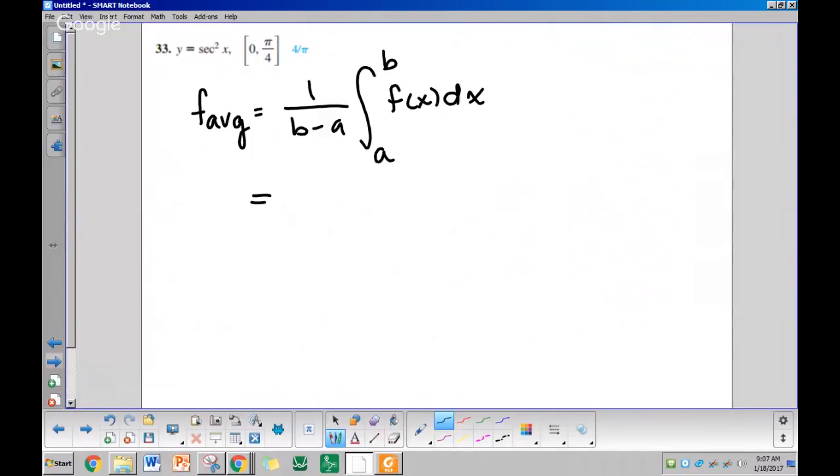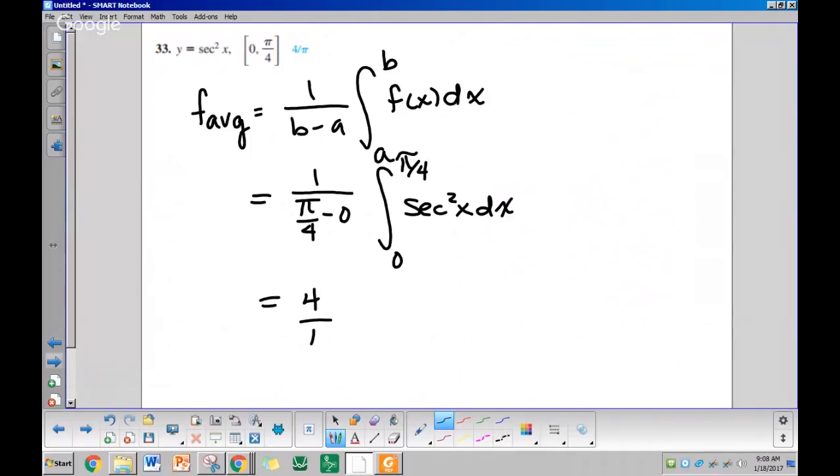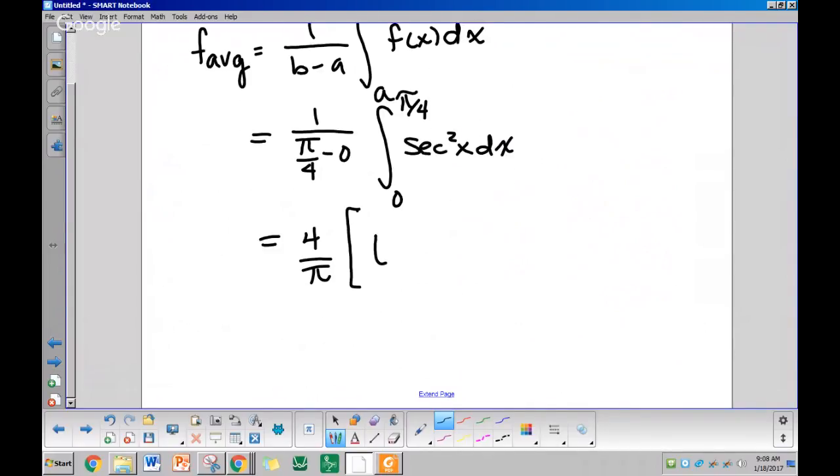All right, so this is going to be 1 over pi over 4, right, minus 0, which is pi over 4. And then the integral from 0 to pi over 4 of secant squared x dx. And 1 over pi over 4 is really equivalent to 4 over pi, times the antiderivative of secant squared, which is tangent, evaluated between 0 and pi over 4.